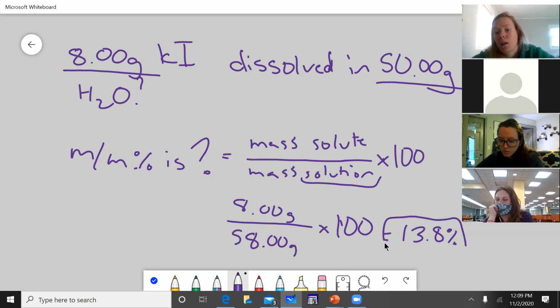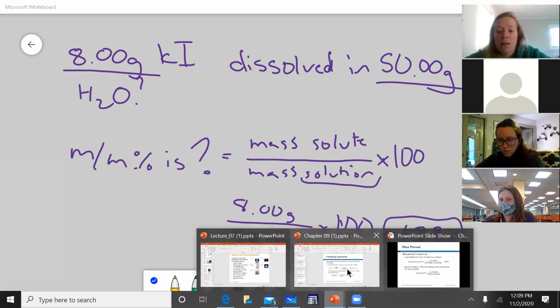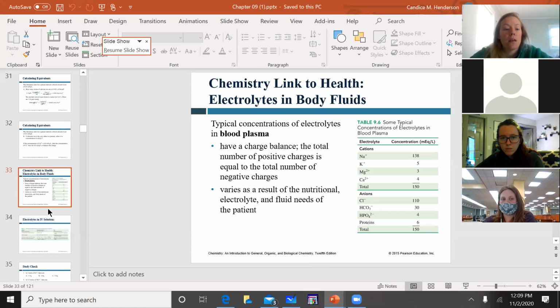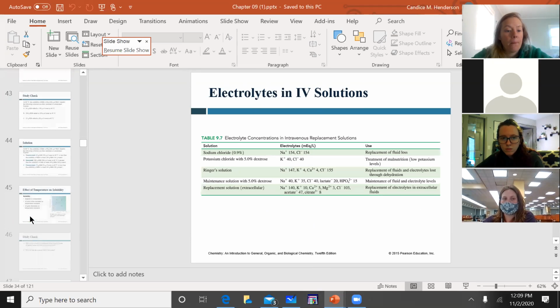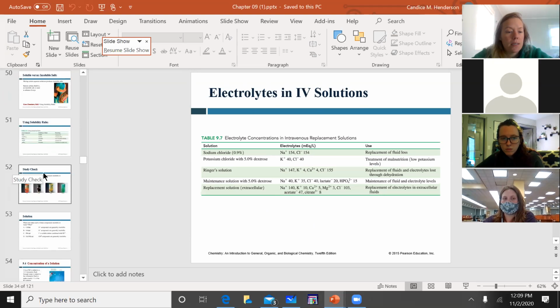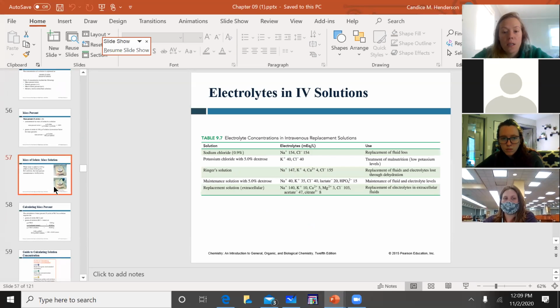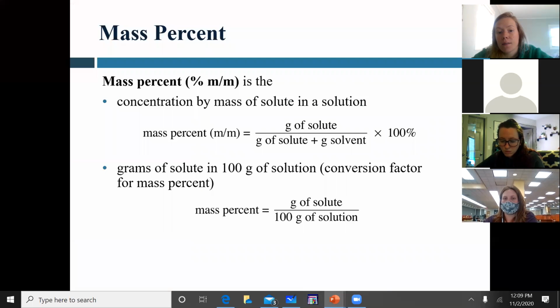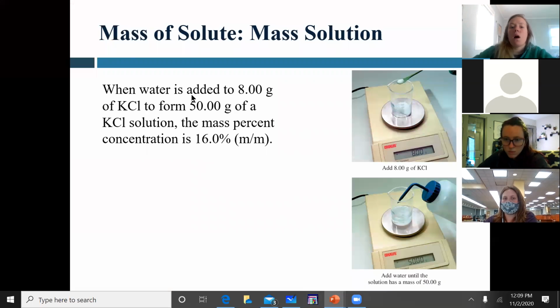So this is 13.8%. I'm going to ask this question in a slightly different way, because this is, hey, 8 grams of KI dissolved in 50 grams of water. Well, what if instead we said something like this? Here, this is asking it in a slightly different way. When water is added to 8 grams of KCl, well, this I guess is talking about KCl instead of KI, to form 50 grams of a KCl solution, the mass percent is 16%.